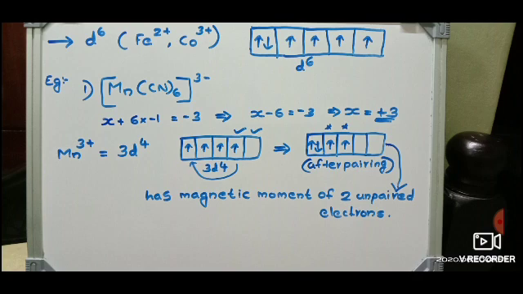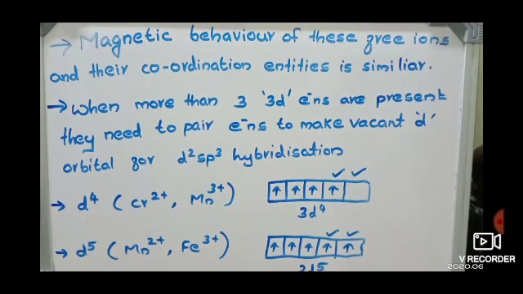We can see a few examples. Mn(CN)6 3 minus. Here manganese is in the plus 3 oxidation state. Therefore, Mn3 plus has 3d4 configuration. We did this earlier. Mn3 plus has 3d4 configuration, as written here.